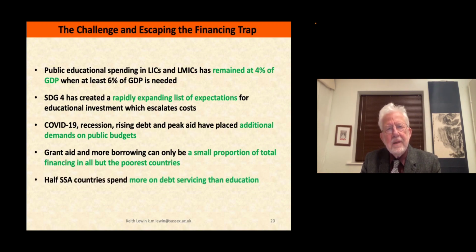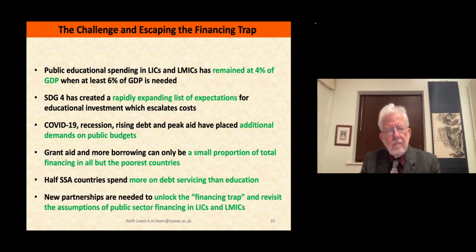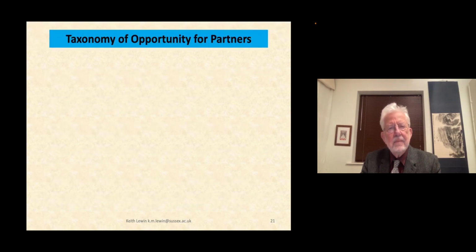There are clear limits to the amount of debt that can be relied on to lend our way out of financing crises, and the answer is that in the countries which have the biggest need, it's likely that they have the least capacity to borrow money, even concessional money, and of course even concessional money involves repayment. So new partnerships are needed which can unlock the financing trap, and this may involve revisiting some of the assumptions about how we finance education.